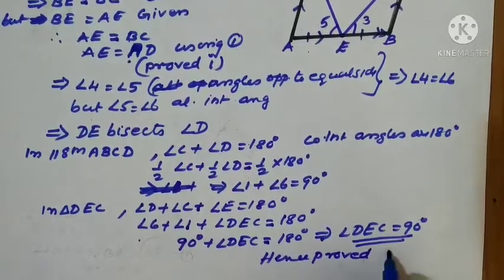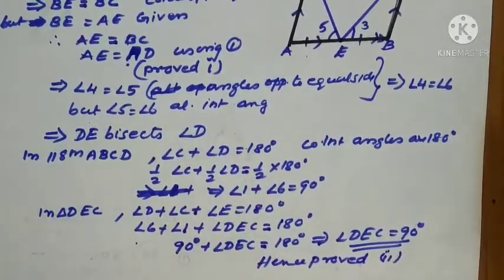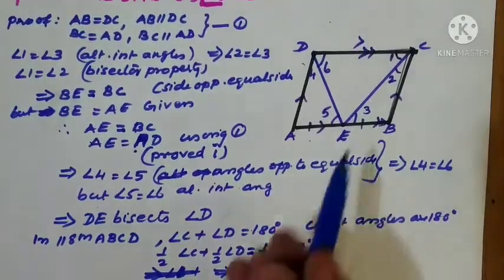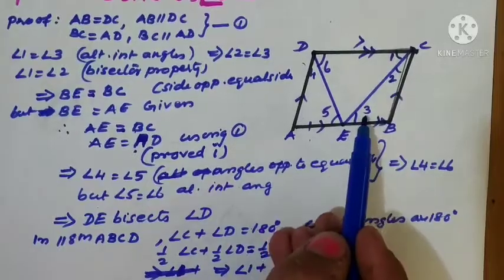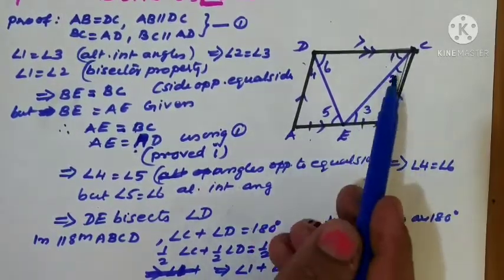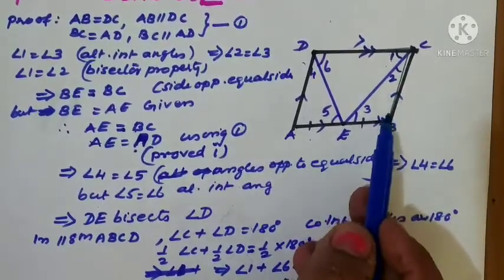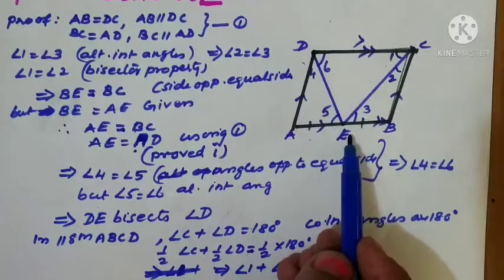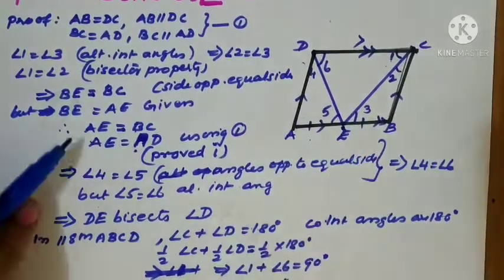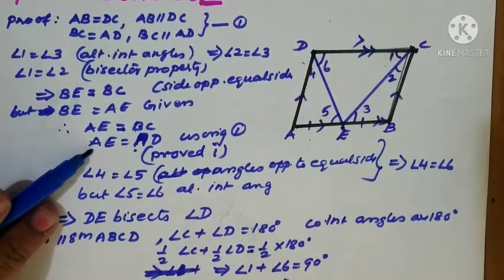Second part. The first step is that we have to prove that AE equals AD. So what we have done first, angle 1 equals 3, alternate interior angles. Angle 1 equals 2, bisecting property. Therefore 2 and 3 are equal. Then we have taken the opposite sides. Therefore BC and BE are equal. But already E is the midpoint, so AE and BE are equal. So AE and BE we replaced here. We got AE equals AD.